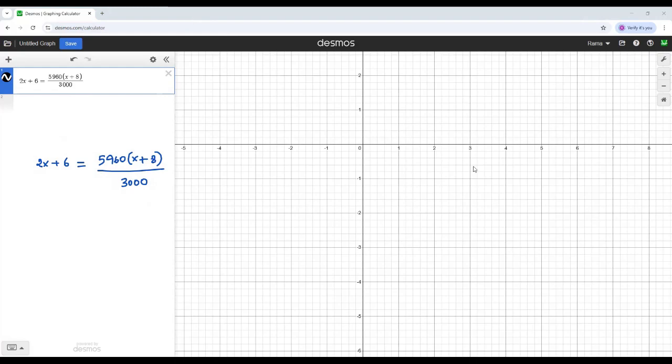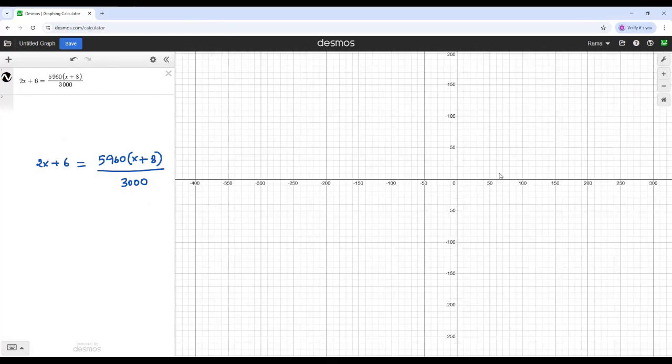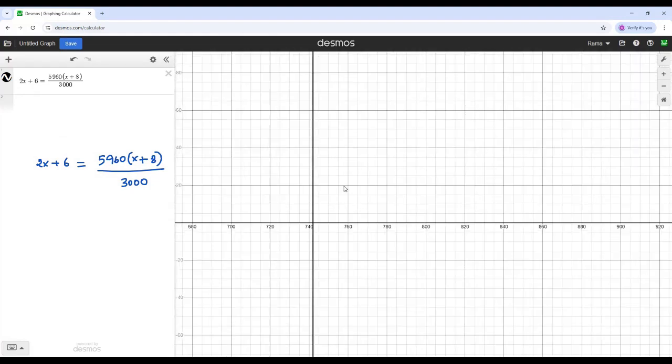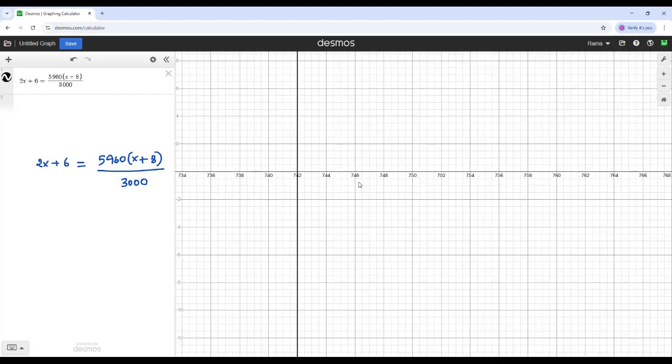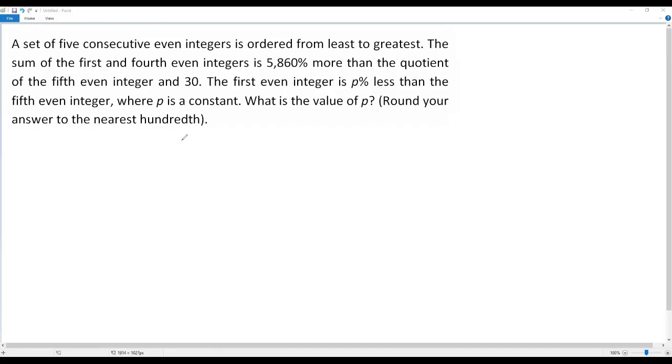Now let me go to the graph. Let me zoom out. Where is the graph over here? Okay, I got the graph over here. Now let me consider the x-intercept of the graph. Let me zoom in. The x-intercept is (742, 0). The x-coordinate over here is 742. So this is the value of x in this equation. Here I got the solution, that is x equals 742. Now let's go to the original question. In Desmos, we got x equals 742.